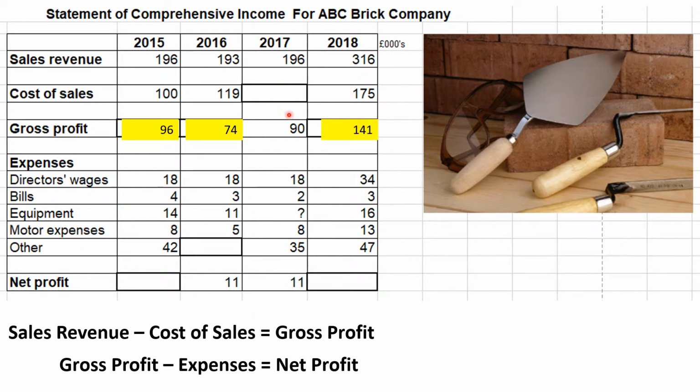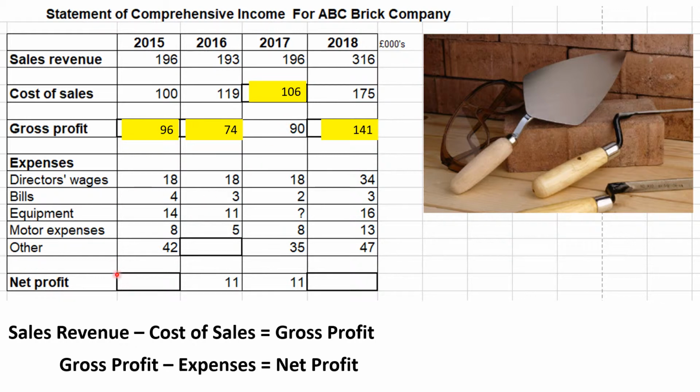Now this one is a little bit trickier because we've been given our sales revenue and our gross profit, and we need to work out our cost of sales. So sales revenue minus cost of sales equals gross profit. So 196 minus X equals 90. So if we take 90 from 196, it will give us our cost of sales, which is 106.